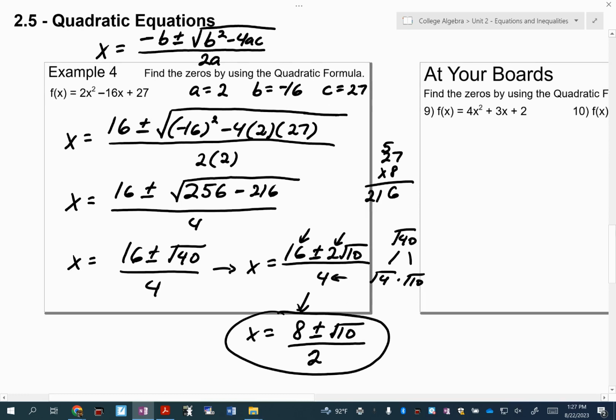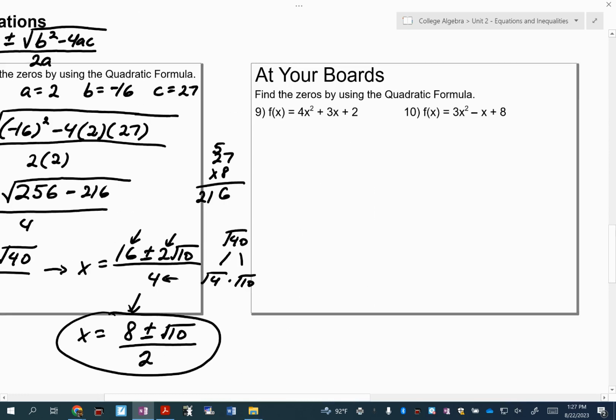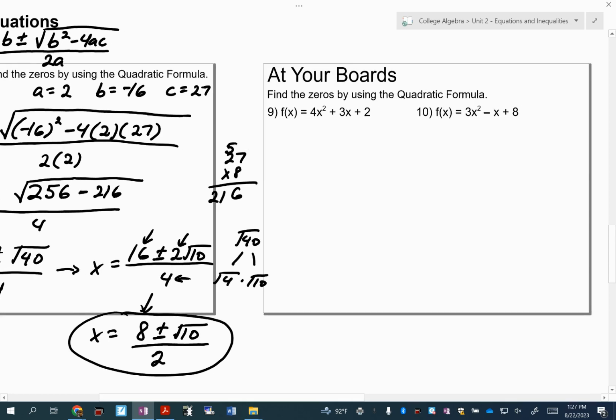All right, if you want to practice, there are 2 right here you can practice. And make sure you're doing your best to know how to use all 3 of these methods. Good luck.